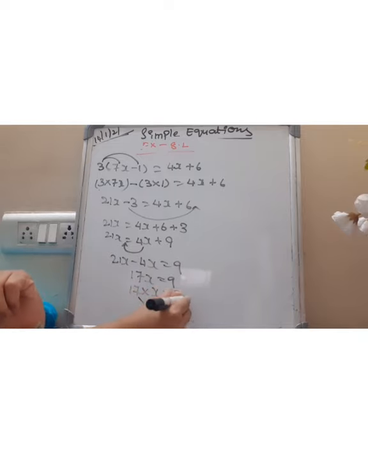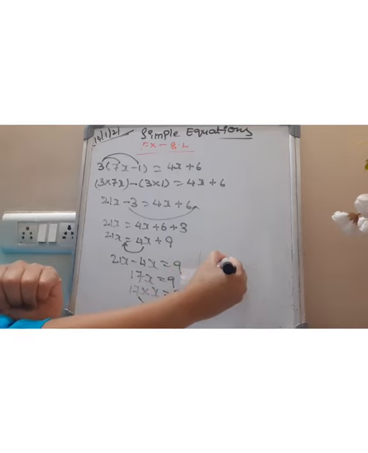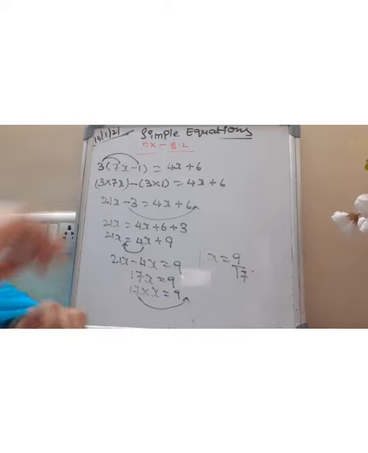Now we have to eliminate 17. Because it is in the multiplication form, 17 will go into the division form. So x is equal to 9 by 17. I hope it is clear.